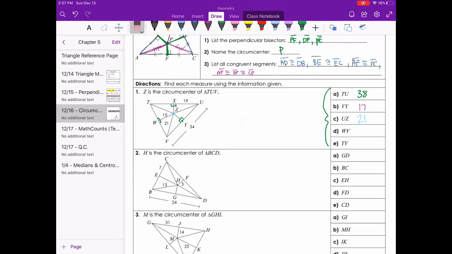Okay. VW is right here. This is the fun part. Okay. So I have my hypotenuse. I have a leg. I need to find my other leg. So that would be a squared plus b squared equals c squared.